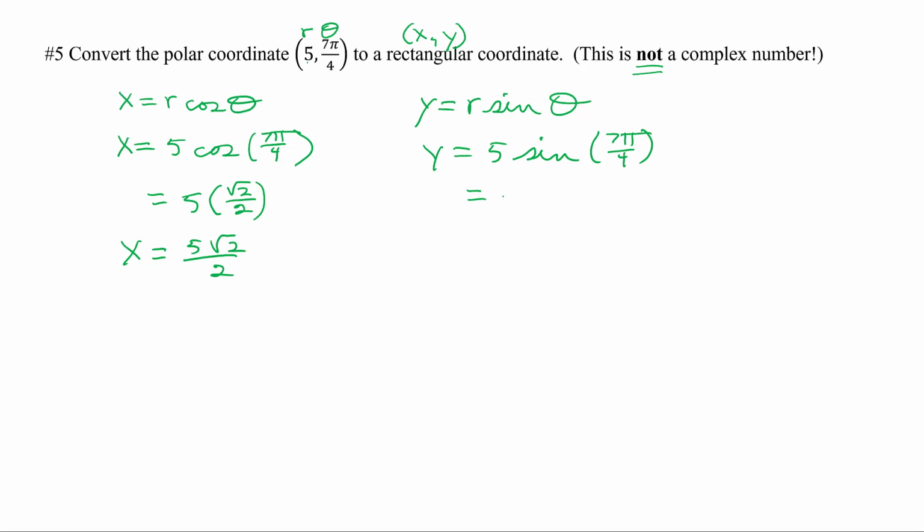And y is going to equal 5 times the sine of 7 pi over 4. In quadrant 4, the sine is negative, negative square root 2 over 2. We end up with y equals negative 5 square root 2 over 2. And so our rectangular coordinates would be, if we did graph this point, the point where x is equal to 5 square root 2 over 2 and y is equal to negative 5 square root 2 over 2.